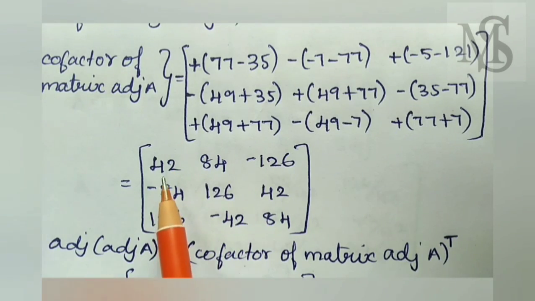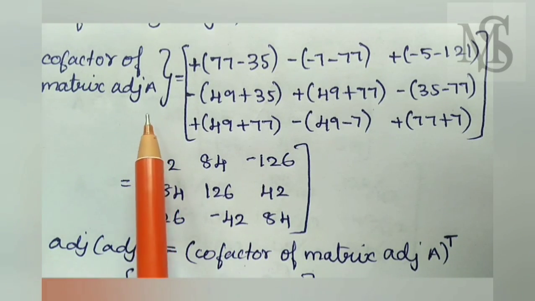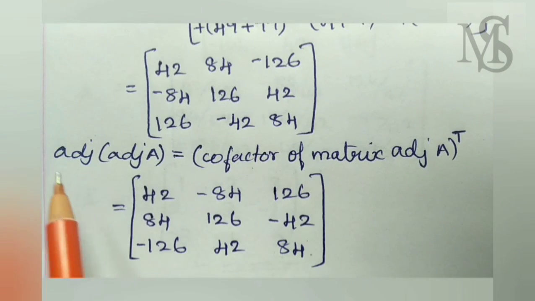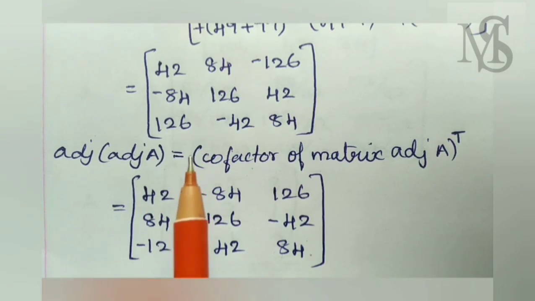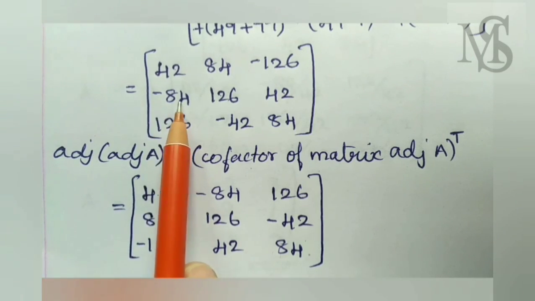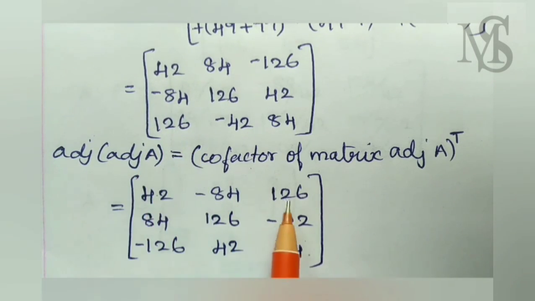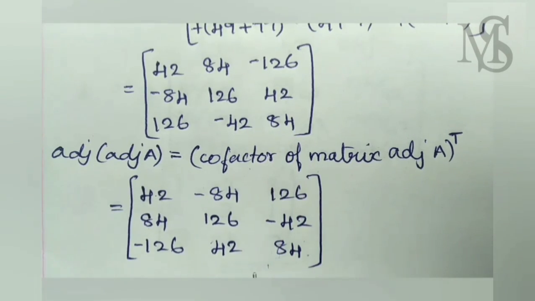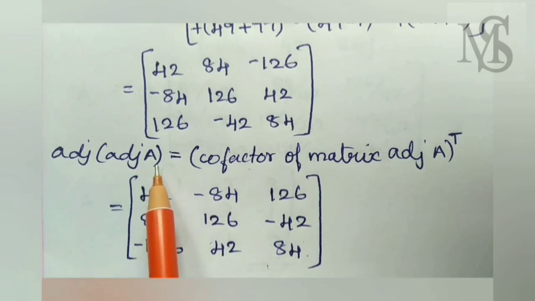This is the cofactor matrix of adjoint A, but we have to find the adjoint of adjoint A. So adjoint of adjoint A is equal to the cofactor matrix, the whole transpose. If we transpose it, the columns change into rows and the rows change into columns. That is, 42 will be written here, minus 84 here, 126 here, 84, 126, minus 42 here, minus 126 here, 42, 84 here. This is the value of adjoint of adjoint A.